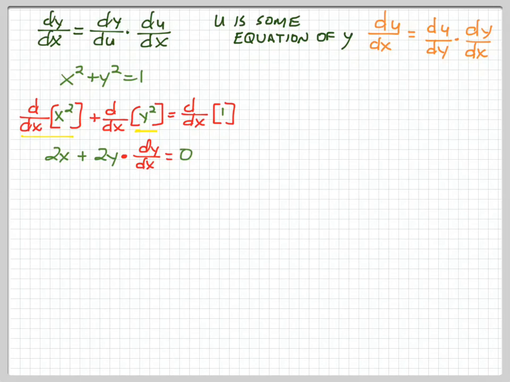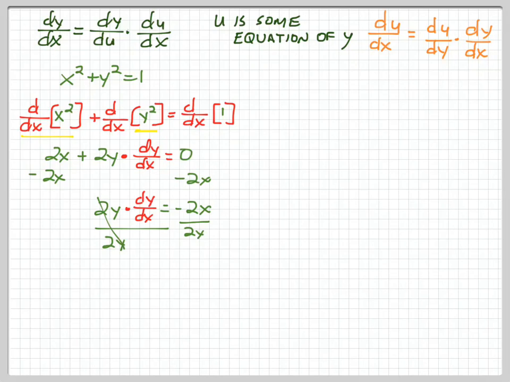So we're trying to find the derivative of y with respect to x, so we've got to get that thing by itself. We're going to subtract 2x from both sides, and we've got 2y times dy over dx equals negative 2x. We're going to divide both sides by 2y. We know those cancel out. dy over dx equals, well, our 2's are also going to cancel out, so we're left with negative x over y. And that is the derivative of x squared plus y squared equals 1.